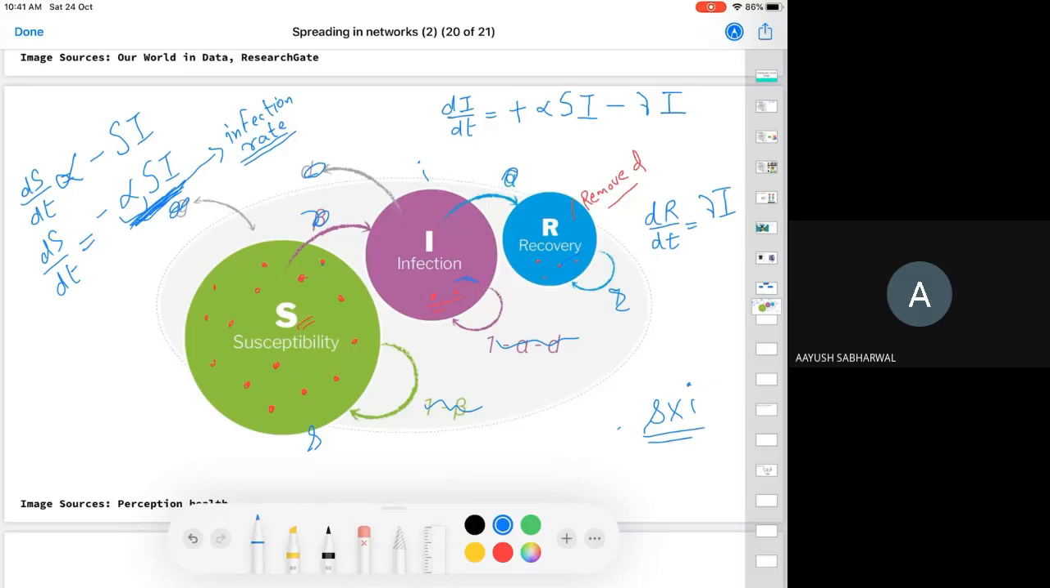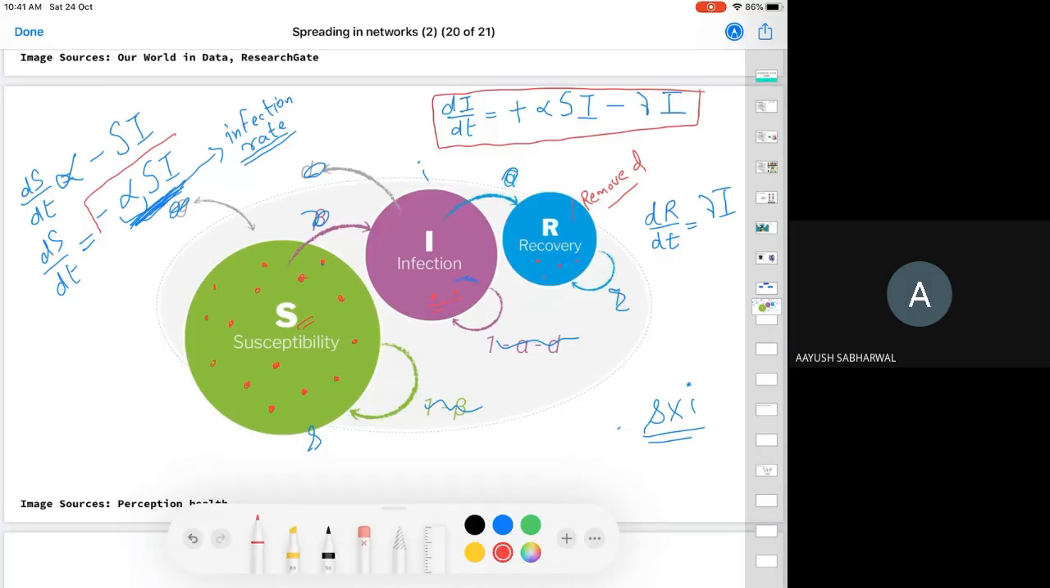Now, let's ask this question. Assume that this disease is spreading. I want to know whether this disease will die away from this population or will it persist in the network. We know that people are moving, this is the rate at which people are getting infected. So definitely if this dI/dt is greater than 0, what will happen?